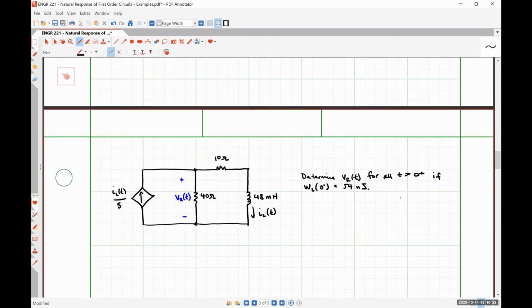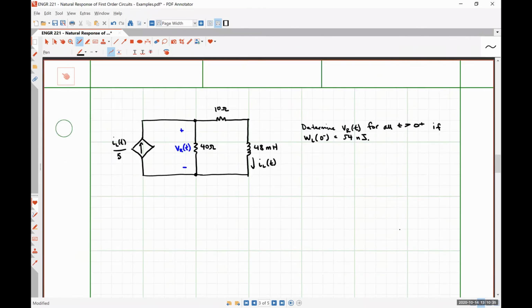Alrighty, so our second problem is a little bit more simple because there's not as much going on, but there is also a dependent source in there that's kind of monkeying around with things. Now we aren't given how the circuit looks for t less than 0. So this is effectively what's going on after the switch has opened or closed. This is what we're left with in the transient. And we're asked to determine the voltage drop over our 40 ohm resistor, if the energy stored in the inductor is 54 nanojoules.